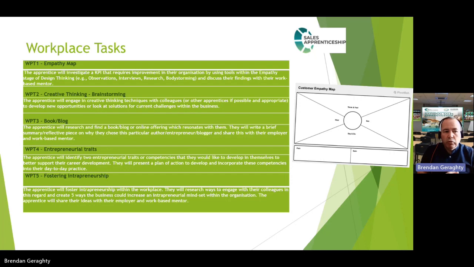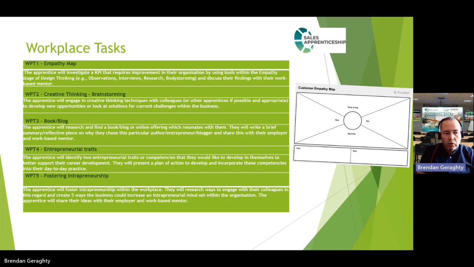Workplace task number 2 involves creative thinking or brainstorming. Here again, looking at the underperforming KPI that has been identified in workplace task number 1, they will now look for solutions as to how this particular underperforming KPI can be improved. Workplace task number 3 involves the apprentice researching and finding a book or a blog which resonates with them, and they are required to write a brief summary of this and upload this to Moodle.